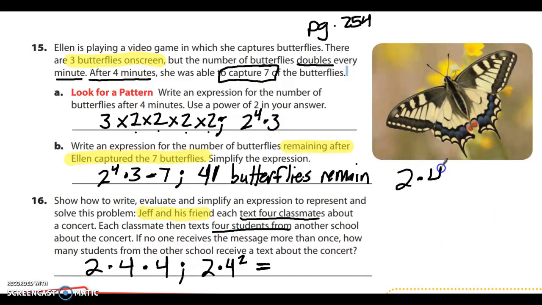2 times 4 squared. You do the 4 squared first. And that's not 8. 4 squared is 16 because 4 times 4 is 16. And then we double that. And 2 times 16 is 32. The answer is 32 students receive a text.